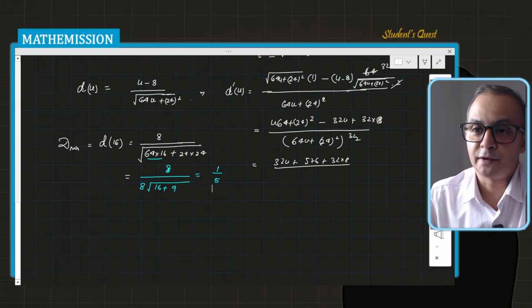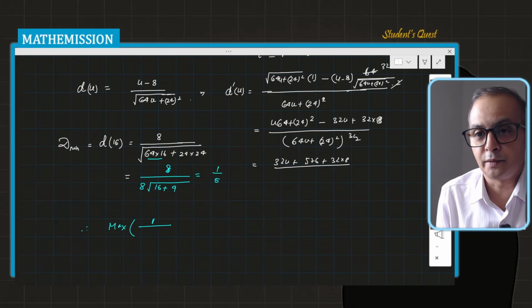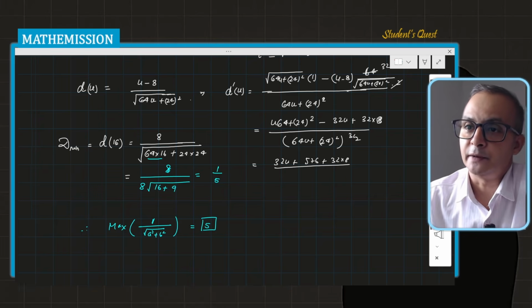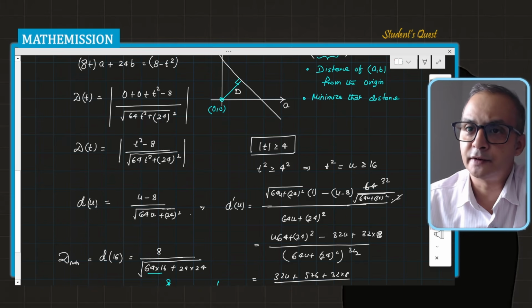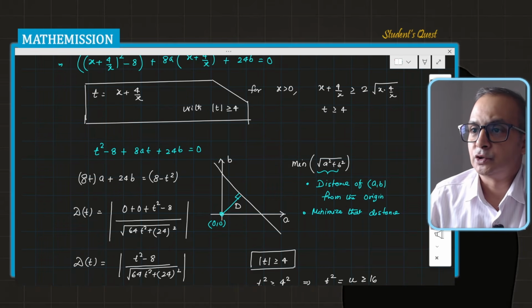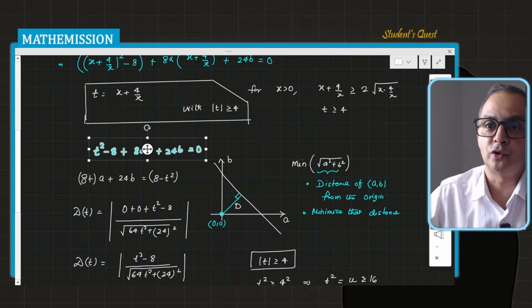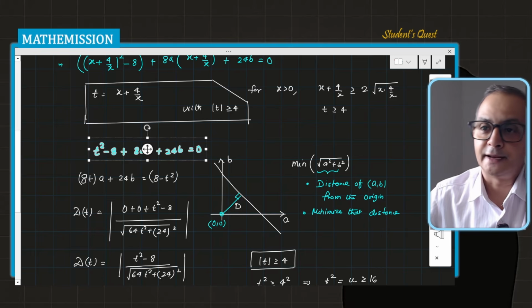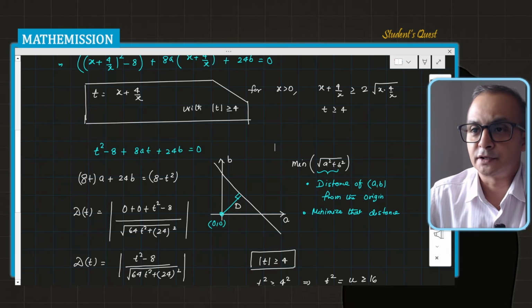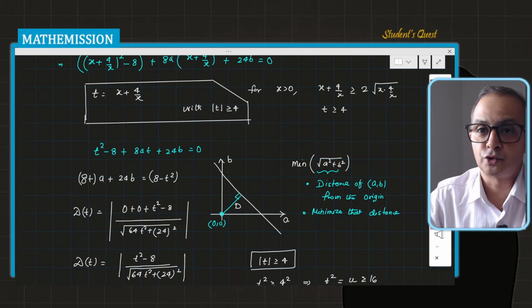So d min is 1 by 5, therefore the maximum value of 1 by square root of a square plus b square is 5. So in this way we get 5. There is one thing when I was solving this question, I also realized that this can be done in a different way. So let me show you how we can do it without understanding this line thing.